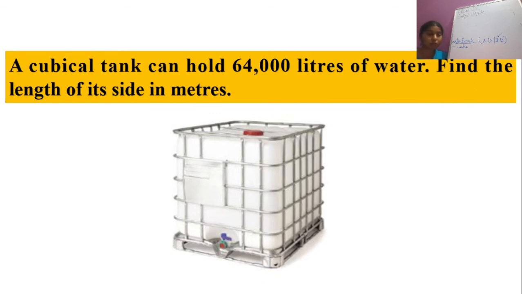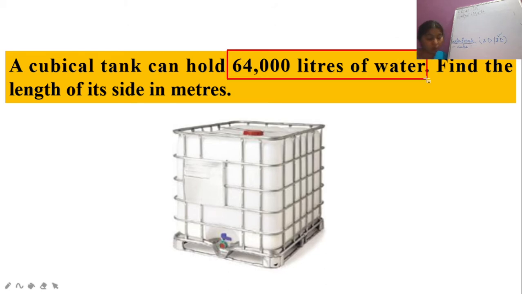So basically students, it is a cubical tank. It holds how many liters of water? You can see the water tank is there, right? So it holds 64,000 liters of water. You have to find the length of its side in meters. So students, how will you calculate? This is a cubical tank, right?